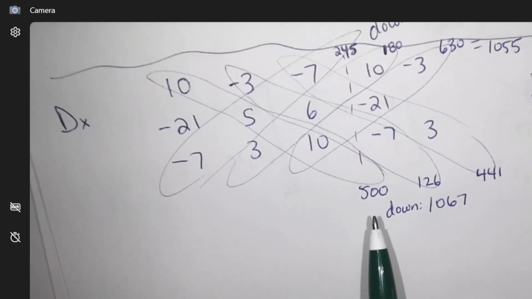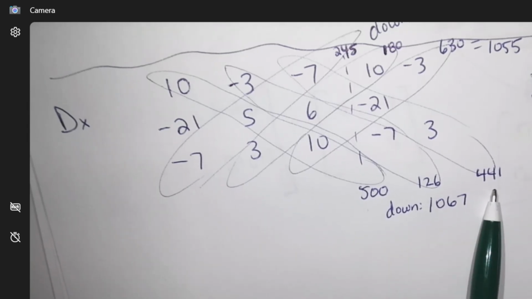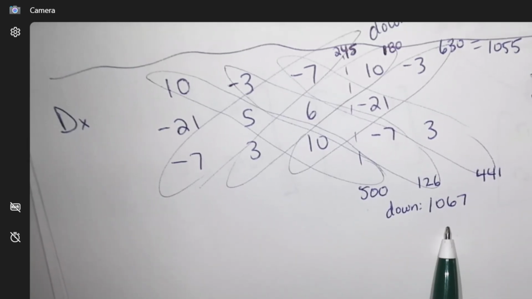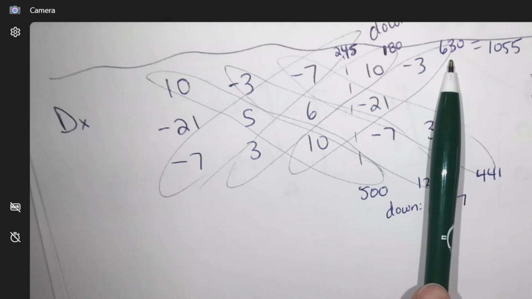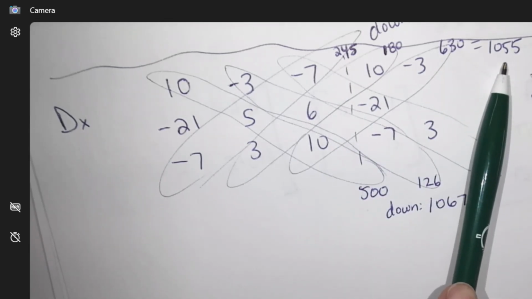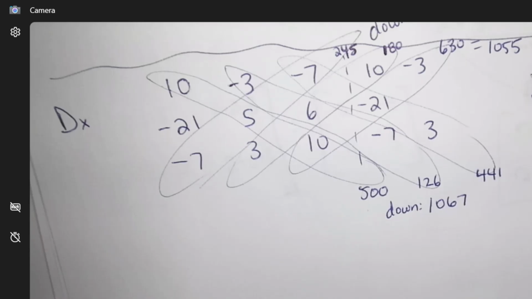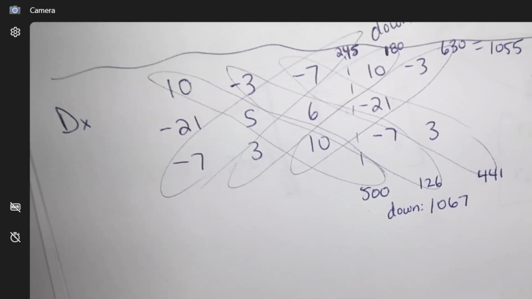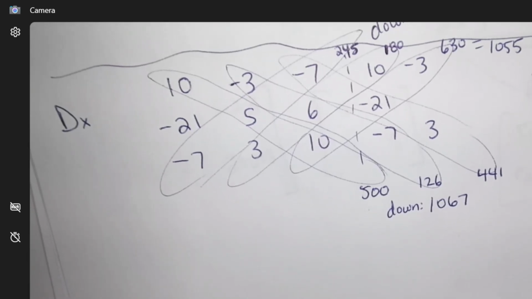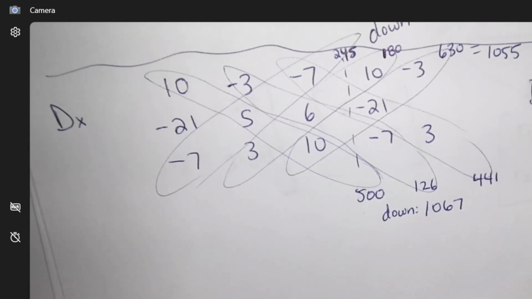Okay, so my down numbers were 500, 126, 441, total 1,067. My ups were 245, 180, 630, 1,055. So down minus up gives me 12. So this is my determinant x. So therefore, x equals the determinant x divided by the original. So x equals 2.